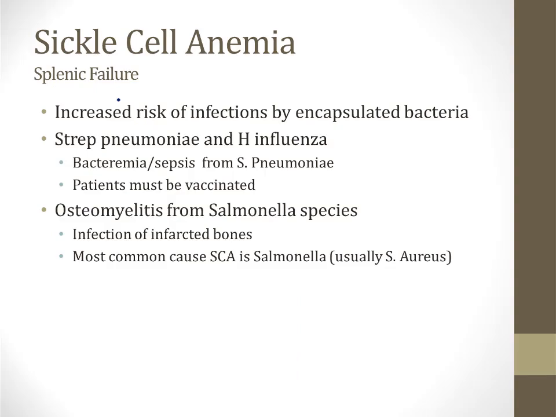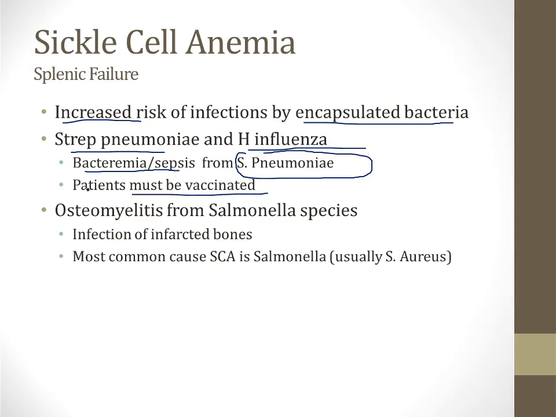Because patients with sickle cell disease have functional asplenia, they are at increased risk for infections by encapsulated bacteria. Your spleen is very important for clearing encapsulated bacteria from the bloodstream. So patients with sickle cell disease can get very sick and even die from infections with strep pneumonia and H. influenza. These are both encapsulated bacteria, and they can lead to bacteremia or sepsis, especially strep pneumonia. This is a common way that patients with sickle cell anemia can die. And for this reason, it's very important to vaccinate patients with sickle cell anemia against these two encapsulated bacteria.